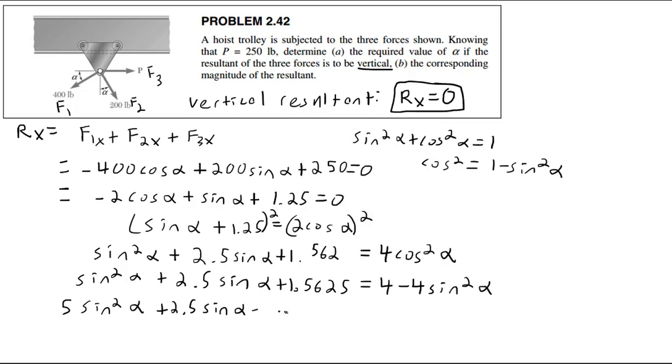minus 2.4375 equals 0. So what I would do is use the quadratic formula. We already used the Pythagorean identity. I would use the quadratic formula to get the sine of alpha. I'm not going to work all the way through this, but I would say that the sine of alpha is equal to the whole quadratic formula.